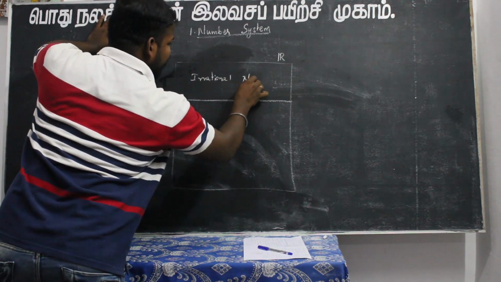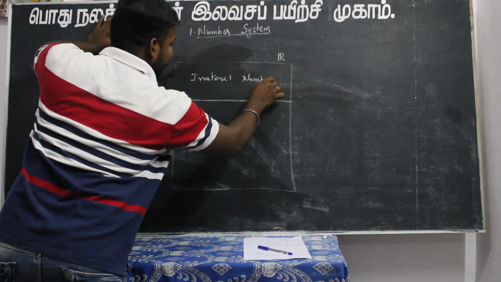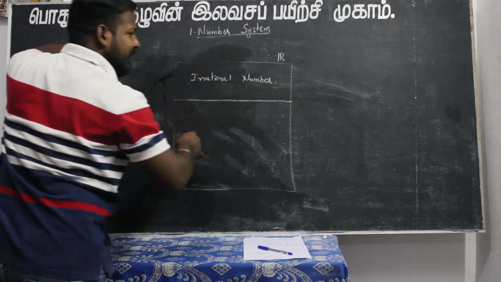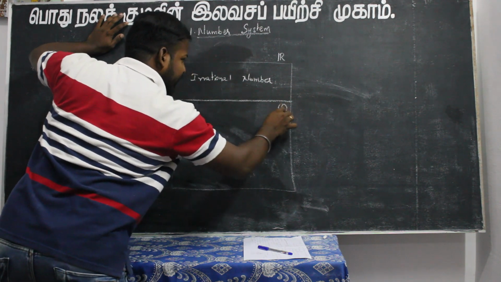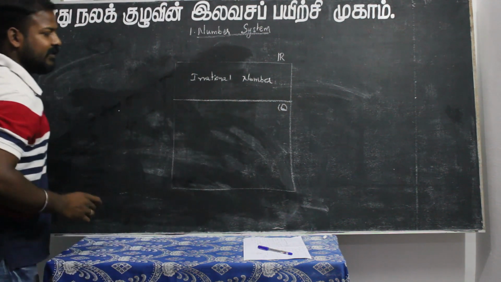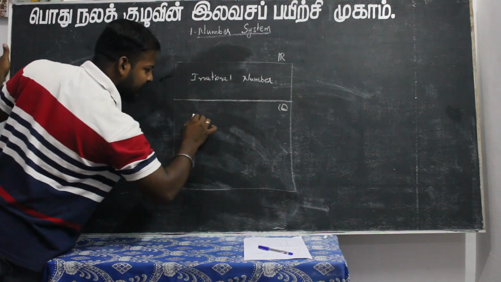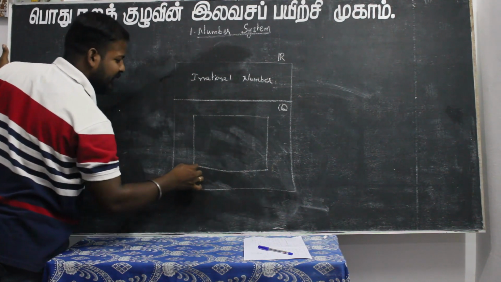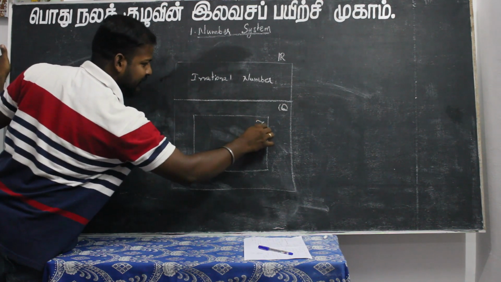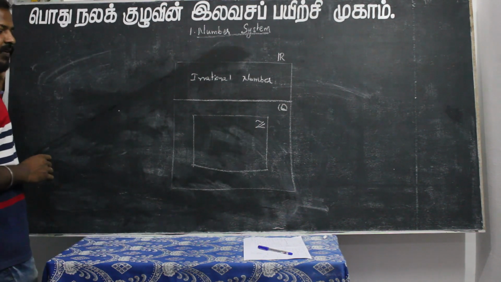Irrational number. Then the second one is your rational number. Rational numbers are denoted by Q. The whole thing is a rational number, so we can write a rational number in the form of p by q. Then inside, we draw one box. This is your integer. Integers we can write in the form of Z.